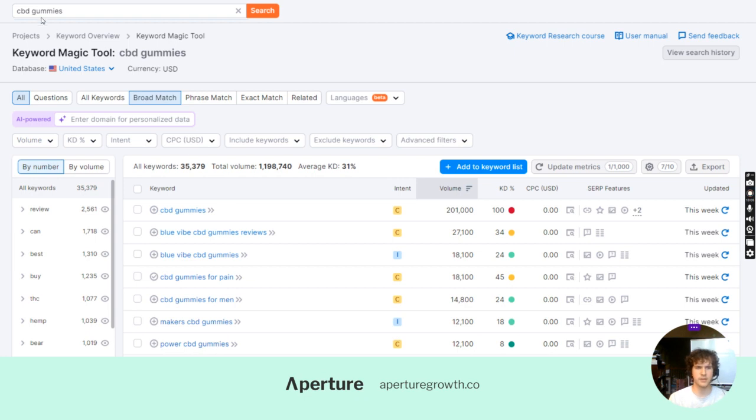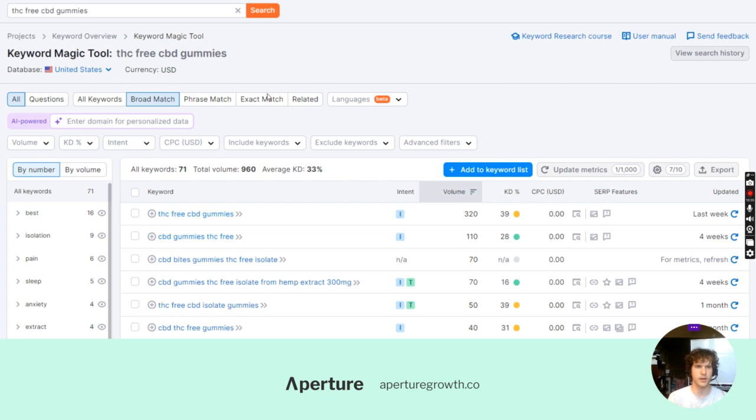Here's an example. I looked up CBD gummies in SEMrush, which is the tool I use. As you can see, this has over 1 million searches a month. Obviously, a lot of these are kind of BS keywords like Blue Vibe. This is probably a Shark Tank thing or some kind of gummy scam. But the point is, this is very high volume and very competitive. CBD gummies gets a 100 difficulty score, so you probably don't want to target this keyword in the beginning.